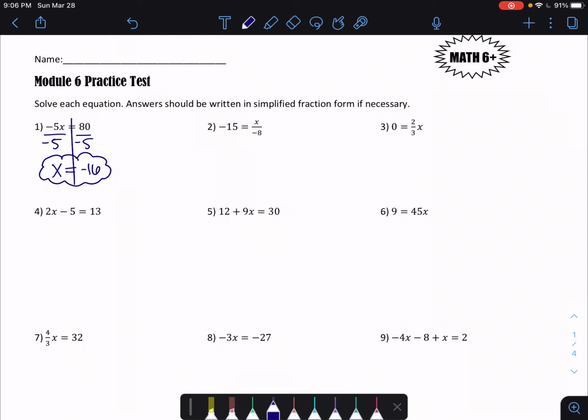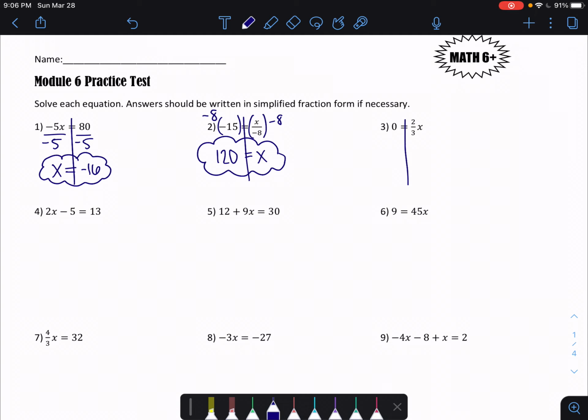Number 2 says negative 15 is equal to x over negative 8. Remember, this is division, so I'm going to undo with multiplication. So negative 8 times negative 15 is 120. A negative times a negative is a positive.